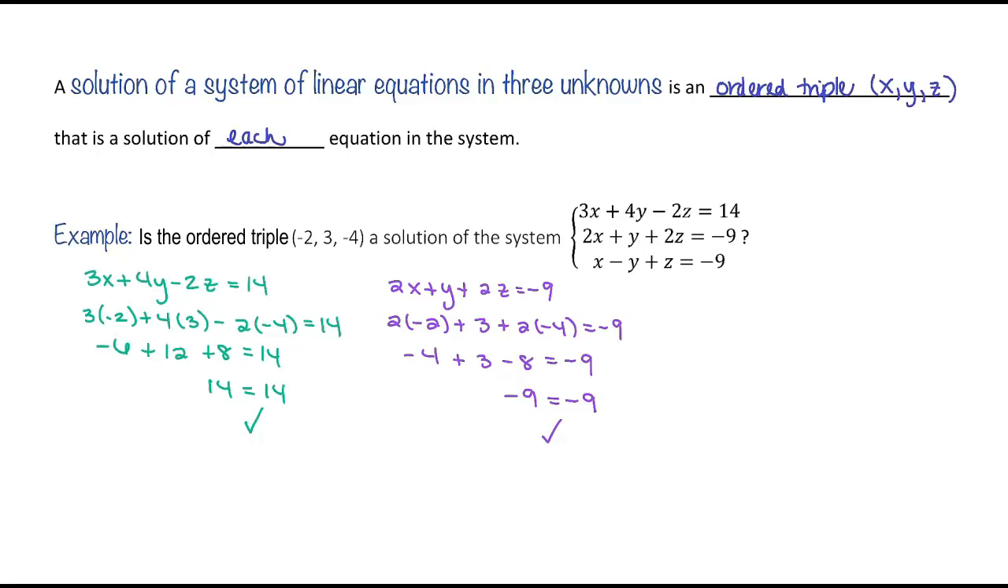Now let's try the third. x minus y plus z equals -9. We'll substitute -2 for x, 3 for y, and -4 for z. That gives us -2 minus 3 plus -4 equals -9. Simplifying, we have -9 equals -9, another true statement. Since this ordered triple is a solution to all of the equations in this system, it is a solution to the system.